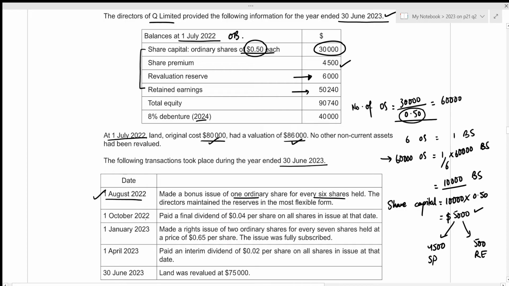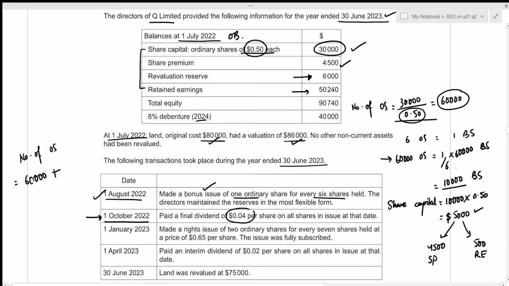Then at the date of 1st October 2022, we paid a final dividend of 0.04 per share on all shares in issue at that date. So at the date of 1st October 2022, we have the initial number of ordinary shares. Then we also made a bonus issue. So the total number of ordinary shares at the date of dividend payment is going to be the initial number of 60,000.